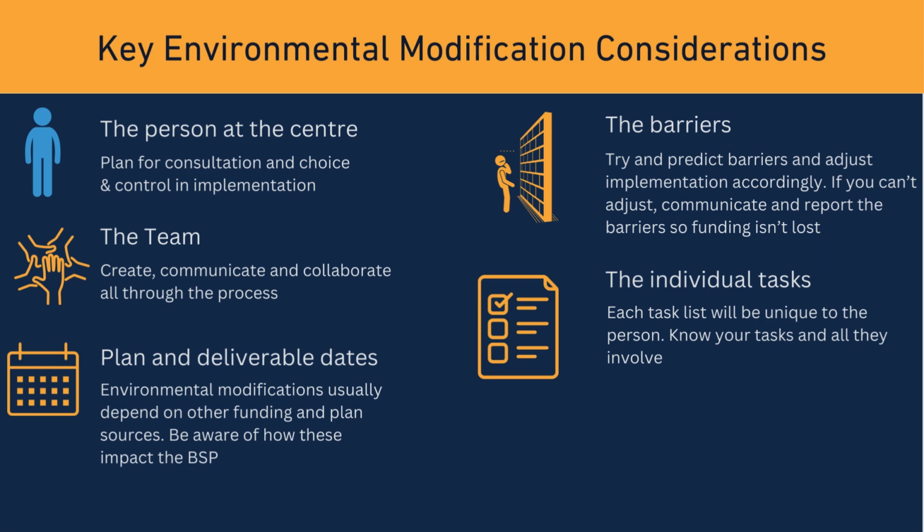So, some key modification considerations as we begin the implementation phase. First of all, we must ensure the person is at the centre of the modification. Plan for consultation, plan for choice and control in implementation, and ensure the person is at the centre of understanding and giving choice and control about what those changes look like. For example, a person transitioning into supported accommodation should have significant opportunity to contribute to what that looks like, what their space looks like, the amount of people that they live with, what their supports can look like. We need to ensure that the person is at the centre of that process.